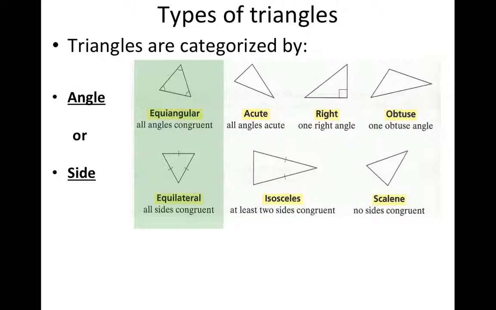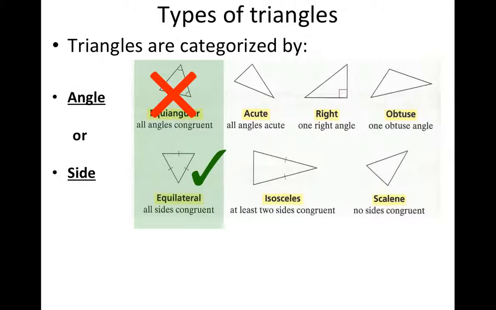Notice that an equiangular and equilateral triangle are actually the same thing. And so we don't actually use the name equiangular. Instead, we call both equilateral. So an equilateral triangle just means all the angles are congruent and all the sides are congruent, but by convention we just call it an equilateral triangle.